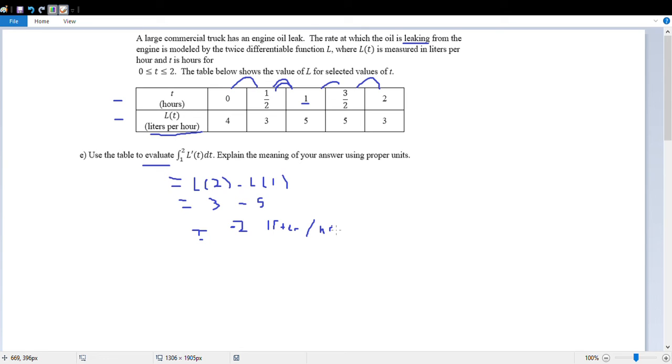What it means is that the rate of change in the liters per hour is -2. The amount of oil that is leaking per hour will change by 2 from hour 1 to hour 2. It's just simply the change in the y value. All right, let's take a look at our next question.